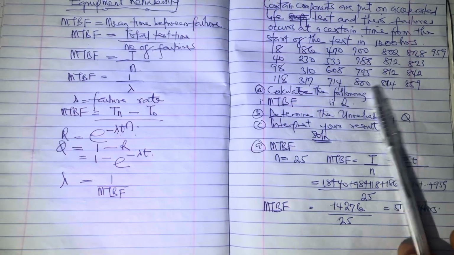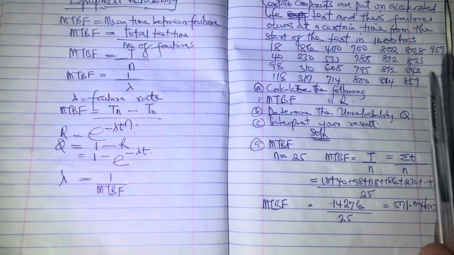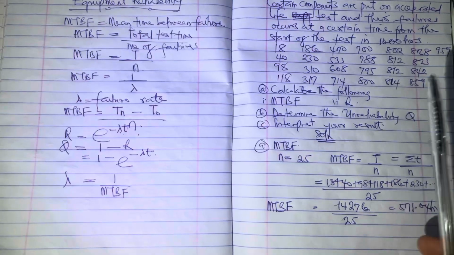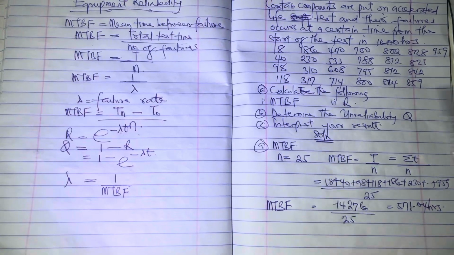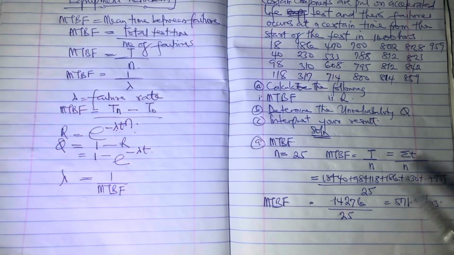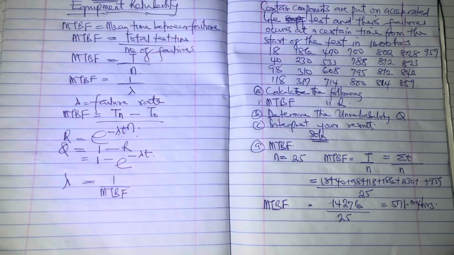If you're giving just two values, the highest and the smallest, subtract the smallest from the highest and divide by 2 to get your average. That is to get your MTBF. So that is for the first one, which is MTBF.